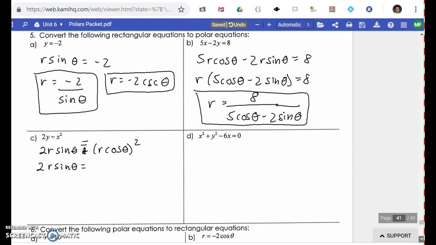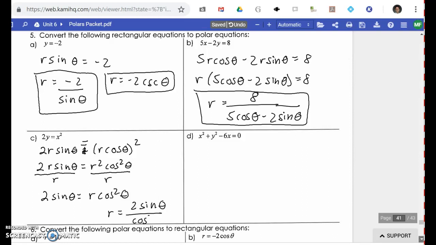When you square out a term like this, you have to square out each individual part of the term. So that'll give us r squared cosine squared. And now what's interesting is both terms in this equation on the left and the right have an r in it. So we can go ahead and divide both sides by r. And on the left side, that's going to give us just 2 sine theta. On the right side, that'll only leave us with a single r cosine squared theta. And now if we divide cosine squared to the other side, we'll have r is equal to 2 sine theta over cosine squared theta.